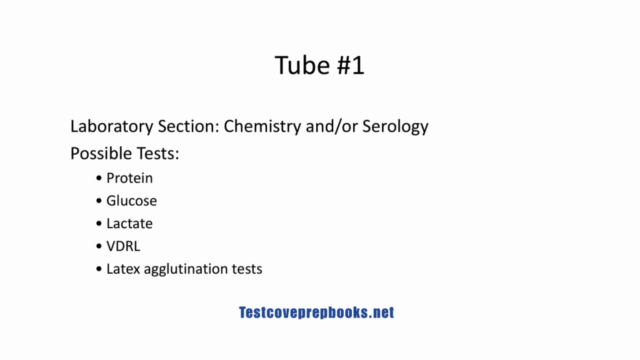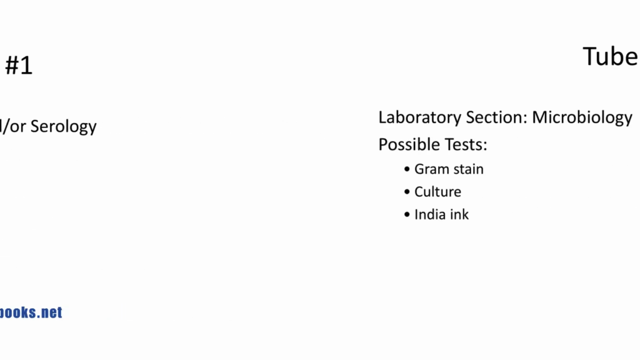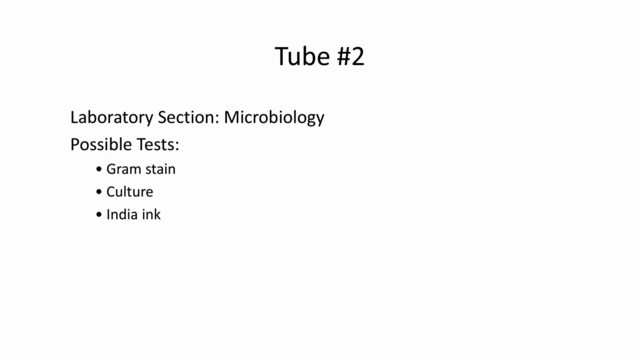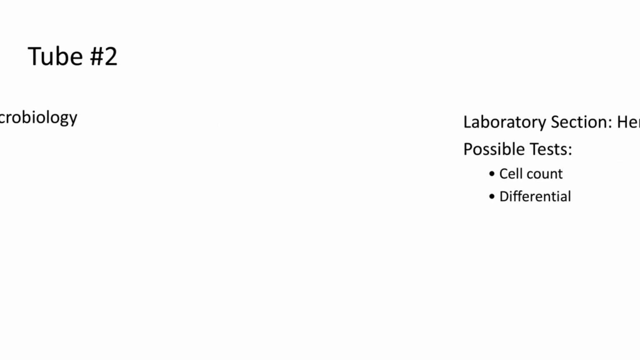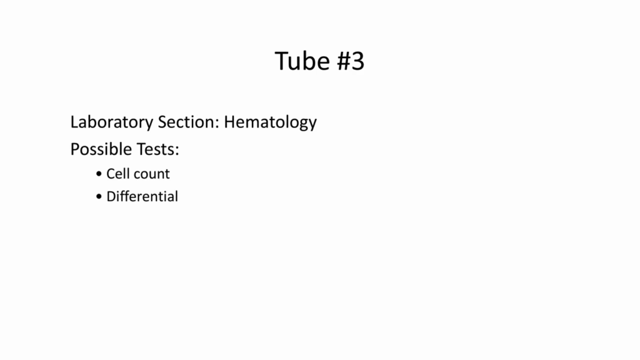The first cerebrospinal fluid tube is sent to chemistry or serology. Common tests include protein, glucose, lactate, VDRL, and latex agglutination tests. The second tube is reserved for microbiology. This tube is used for gram stain, culture, and India ink preparation. The third tube goes to hematology. It is used for cell count and differential analysis.